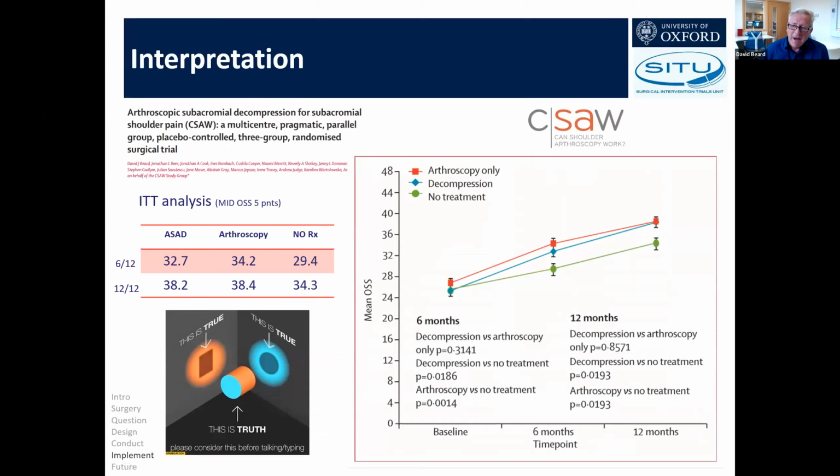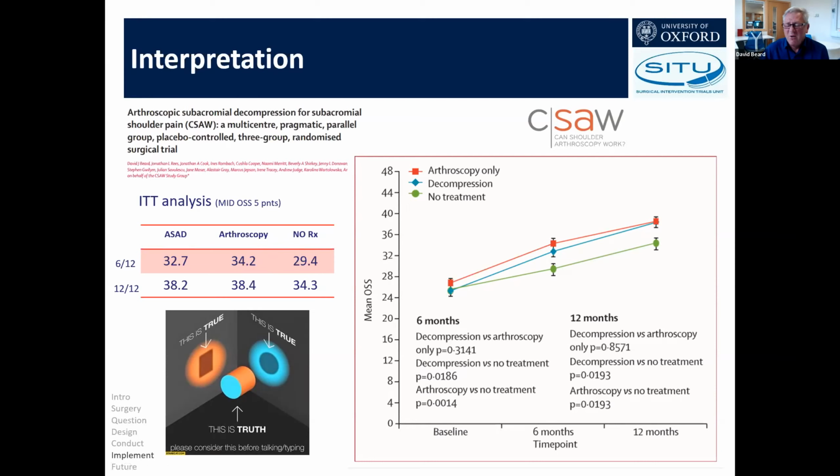When we package it up and put it into summative graphs like this one here, this is the published graph for CSAW. You can see these are the three groups: the arthroscopy only in red, the decompression group, the actual surgery in blue, and the no treatment in green. No difference at all between the arthroscopy and the decompression. So that's actually the placebo arm, if you like, the non-intervention surgical arm, and the actual proper operation, all the way along the line, just no statistical difference. There was a difference between the surgical groups and no treatment, but it didn't reach the minimally important clinical difference.